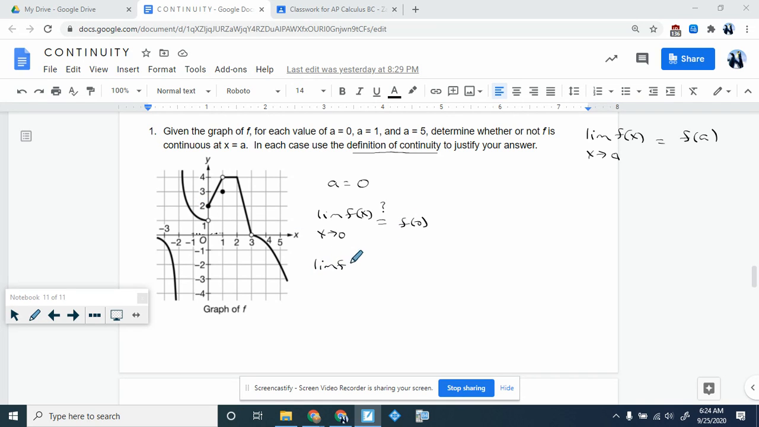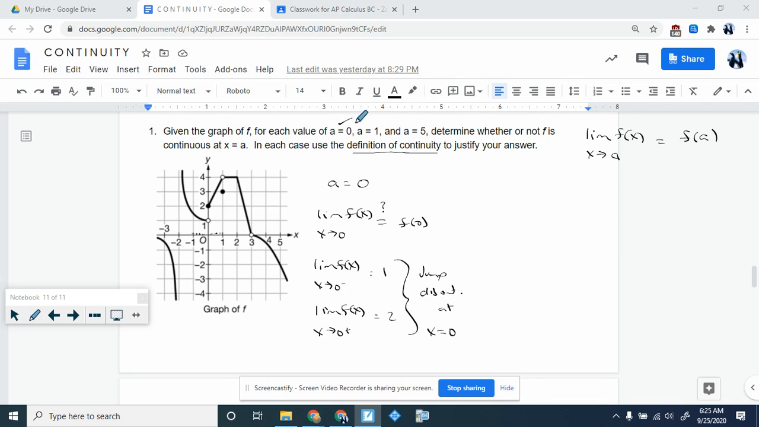Well, because the limit of f of x as x goes to 0 from the left is going to be 1, and the limit of f of x as x goes to 0 from the right is going to be 2. So this tells you there's a jump. This would tell us that we have a jump discontinuity at x equals 0, okay? So we're not continuous at 0.